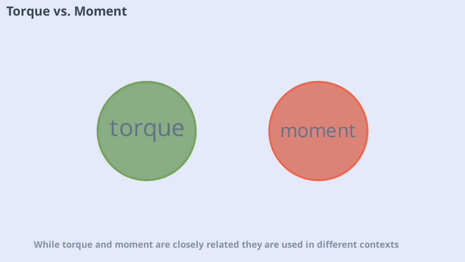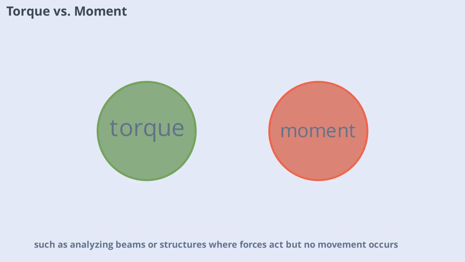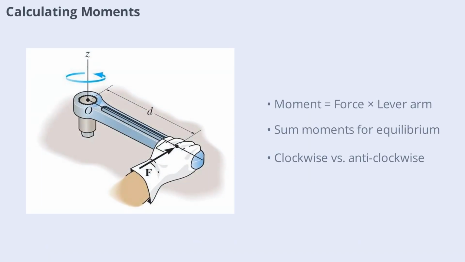While torque and moment are closely related, they are used in different contexts. Torque typically refers to the turning effect in rotating objects, such as wheels or motors, and is associated with motion. Moment, on the other hand, is often used in static cases, such as analyzing beams or structures where forces act but no movement occurs. Both are vectors and calculated using the same formula, but the distinction helps clarify their applications in engineering problems.